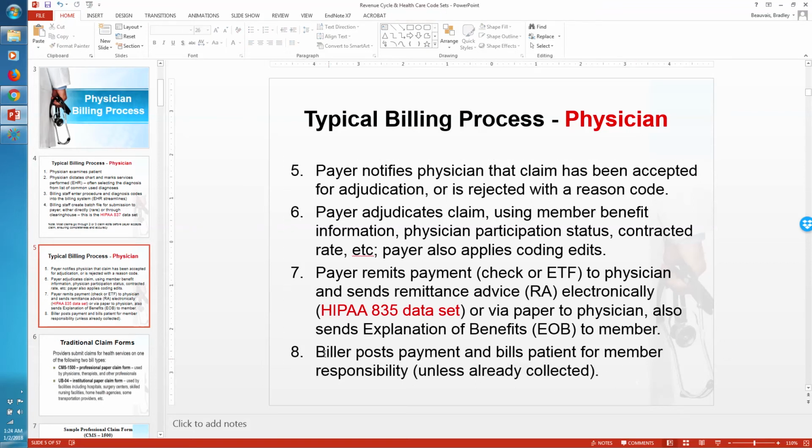And last but not least, post-payment, where the practice bills a patient for member responsibility, unless that's already, of course, been collected as part of the co-payment and deductible collection process I described on the prior slide.